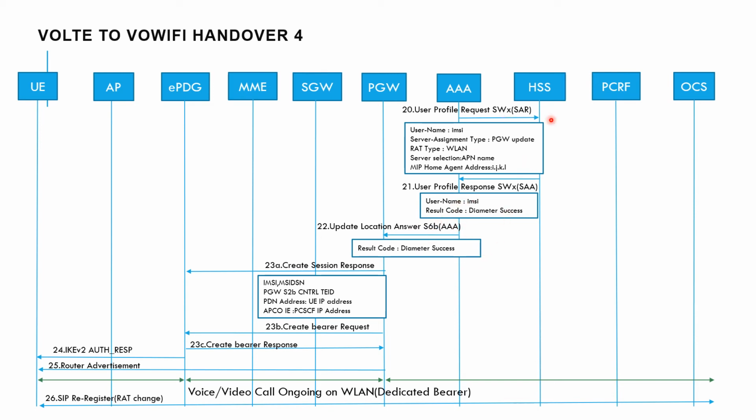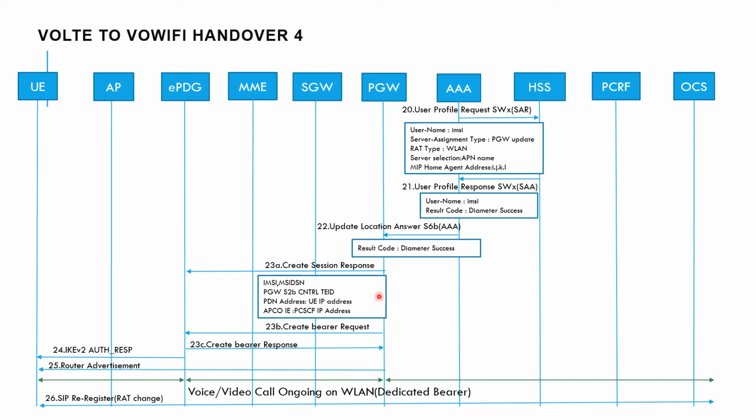So like the SAR message is used for the user profile request, the update location answer message is used as the AAA. So when this message reaches the P gateway, the diameter success result code is received by the P gateway, and we can say that P gateway location has been successfully updated in the AAA and the HSS. Now the create session response is sent from the P gateway to the EPDG.